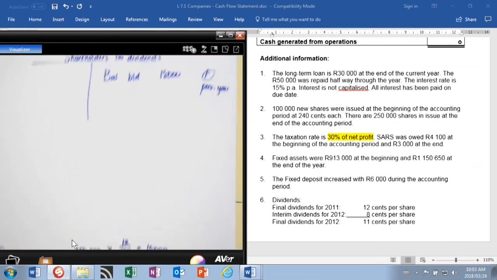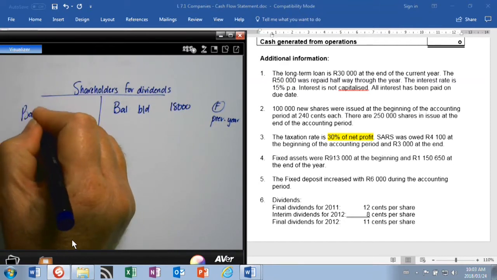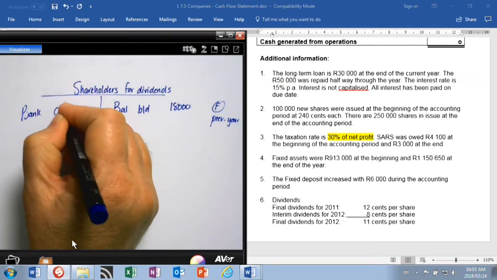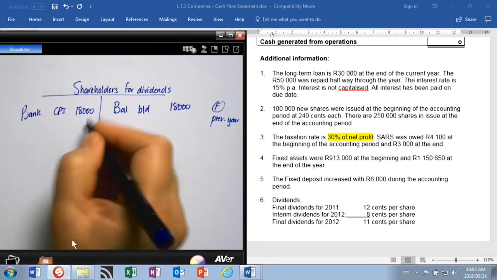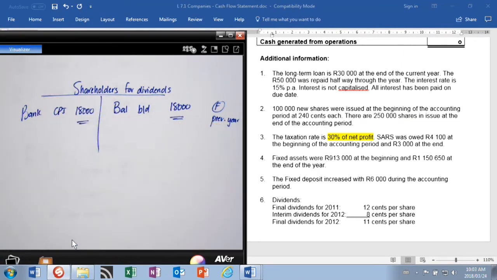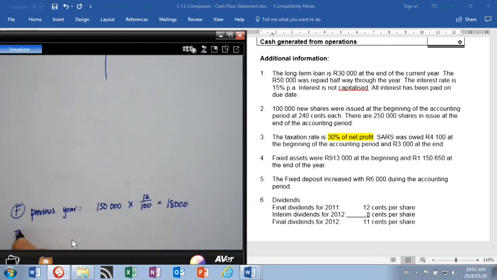What is the first thing that we do with that 18,000 rand? We pay them. As soon as the year starts, we pay them 18,000 rand. Okay, so we basically make sure that that 18,000 rand is paid. Then the interim dividend for this year. The interim dividend for this year is 250,000.